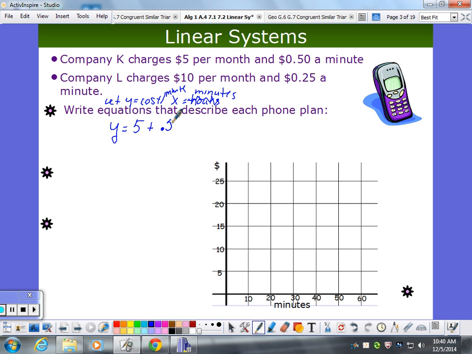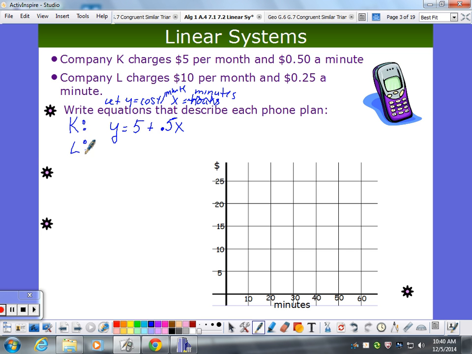So you take that 0.50, and I'm just going to make it 0.5, and you make that an x, because x is the number of minutes. So if it's 1 minute, $5.50. If it's 2 minutes, that's $1 plus the 5 you already spent. 3 minutes, $1.50 plus the 5. Does that make sense? Okay. Now that's company K.